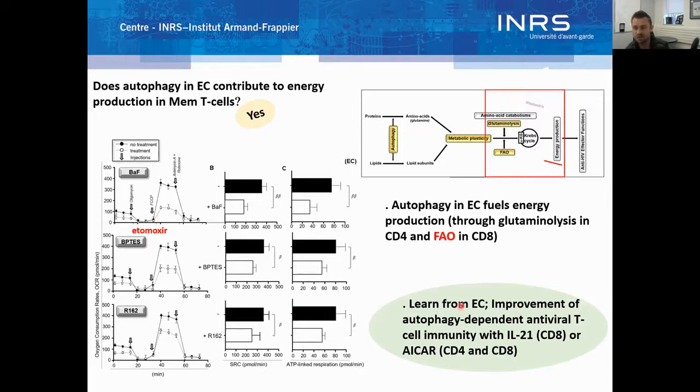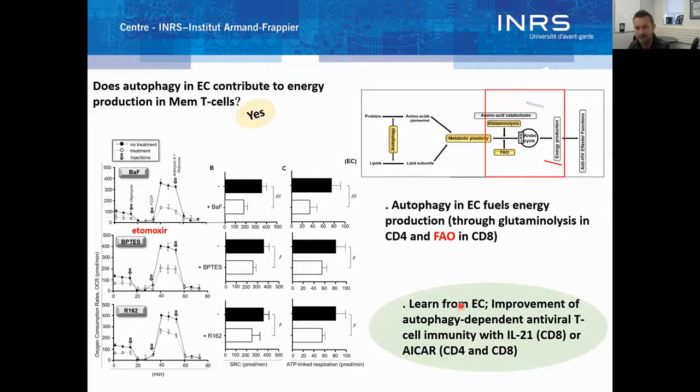So what has to be learned about elite controllers? Because it's nice, it's beautiful to say that the elite controllers are better than everyone, that they display strong immunity, they are able to preserve and conserve some anti-HIV responses. But the idea is to use this knowledge to apply it in the other group of PLW, and especially in the context of reinforcing antiviral responses before ART cessation among PLW.